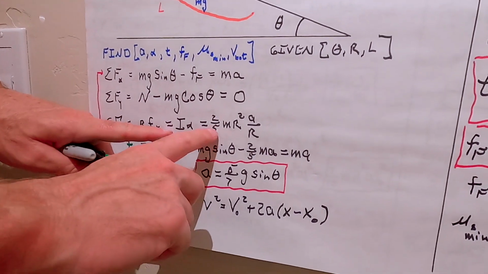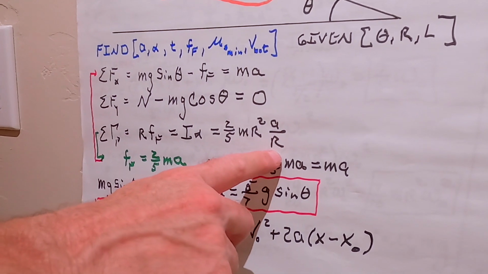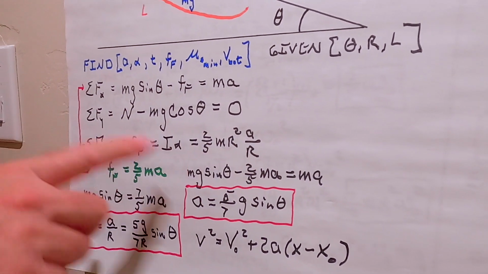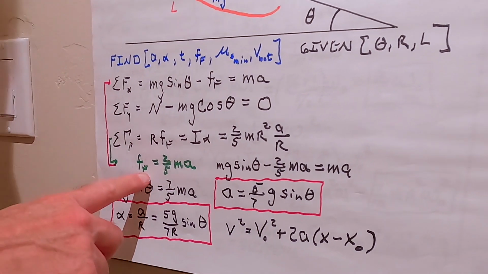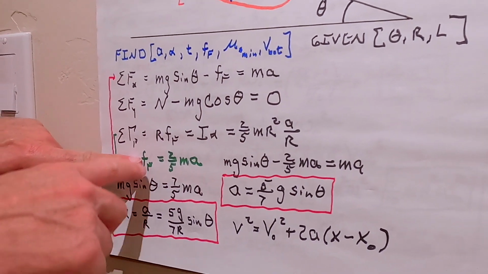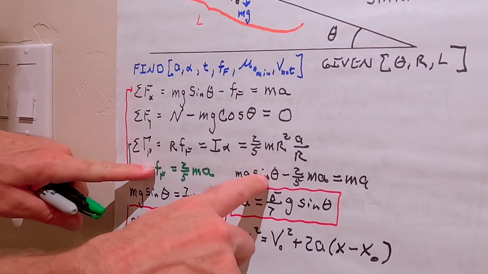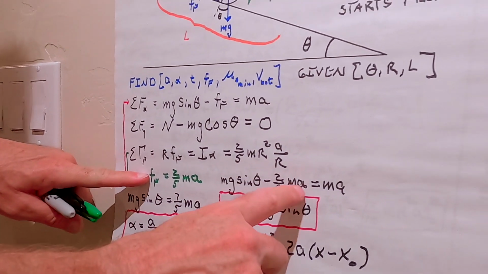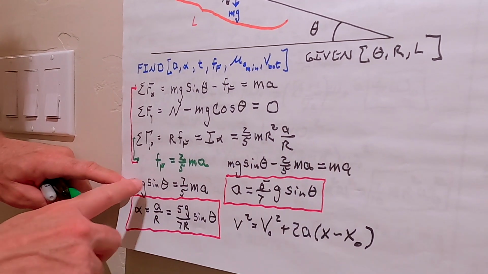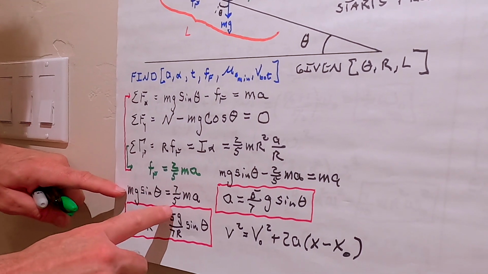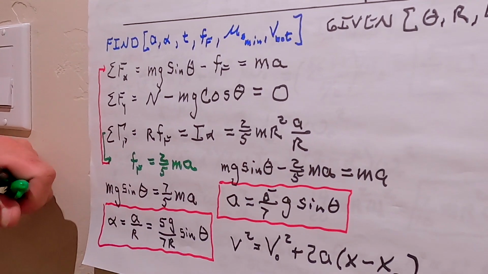And we know what I is. It's 2/5 mr squared, and it's not slipping, so alpha is a over r. Cancel all the r's, and now we've got the frictional force, which is 2/5 ma. We take that friction and plug it back up into here. So we got mg sine theta minus 2/5 ma equals ma. Combine the 2/5 with the 5/5, so we get 7/5, cancel the m's, so a equals 5/7 g sine theta.